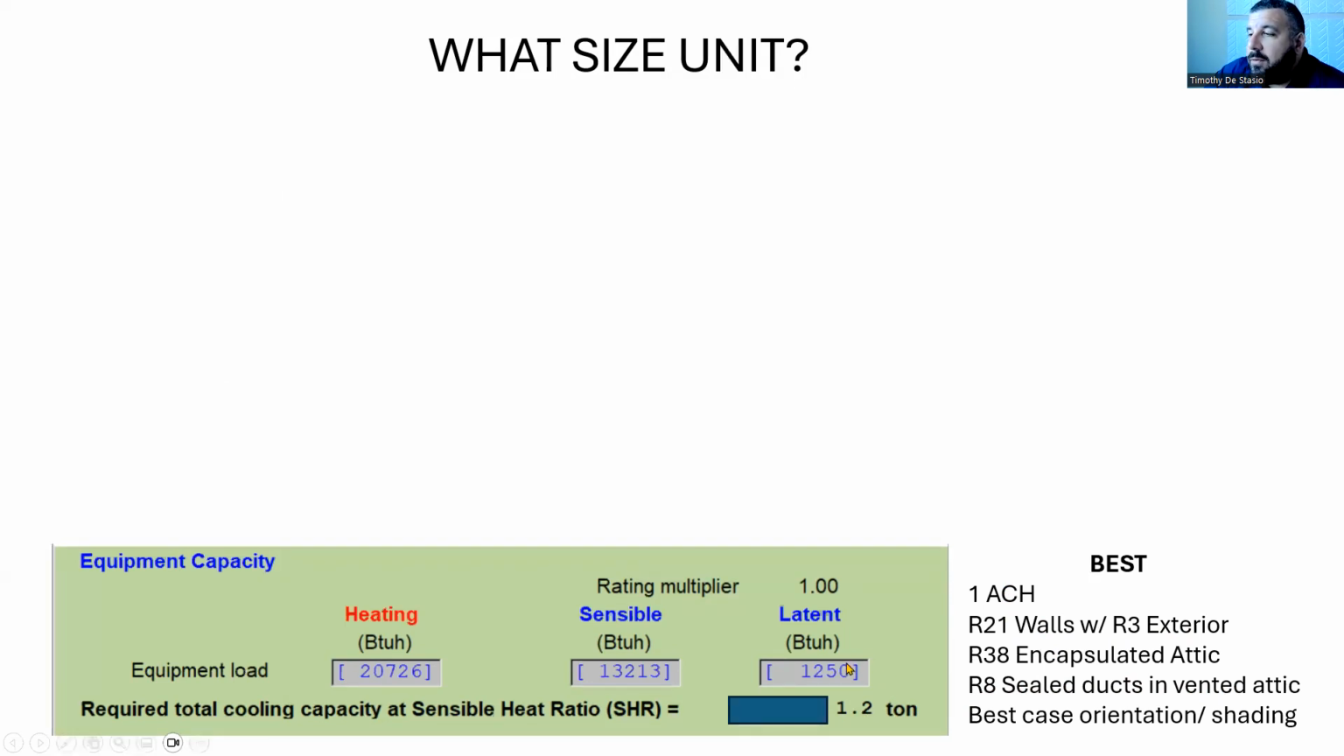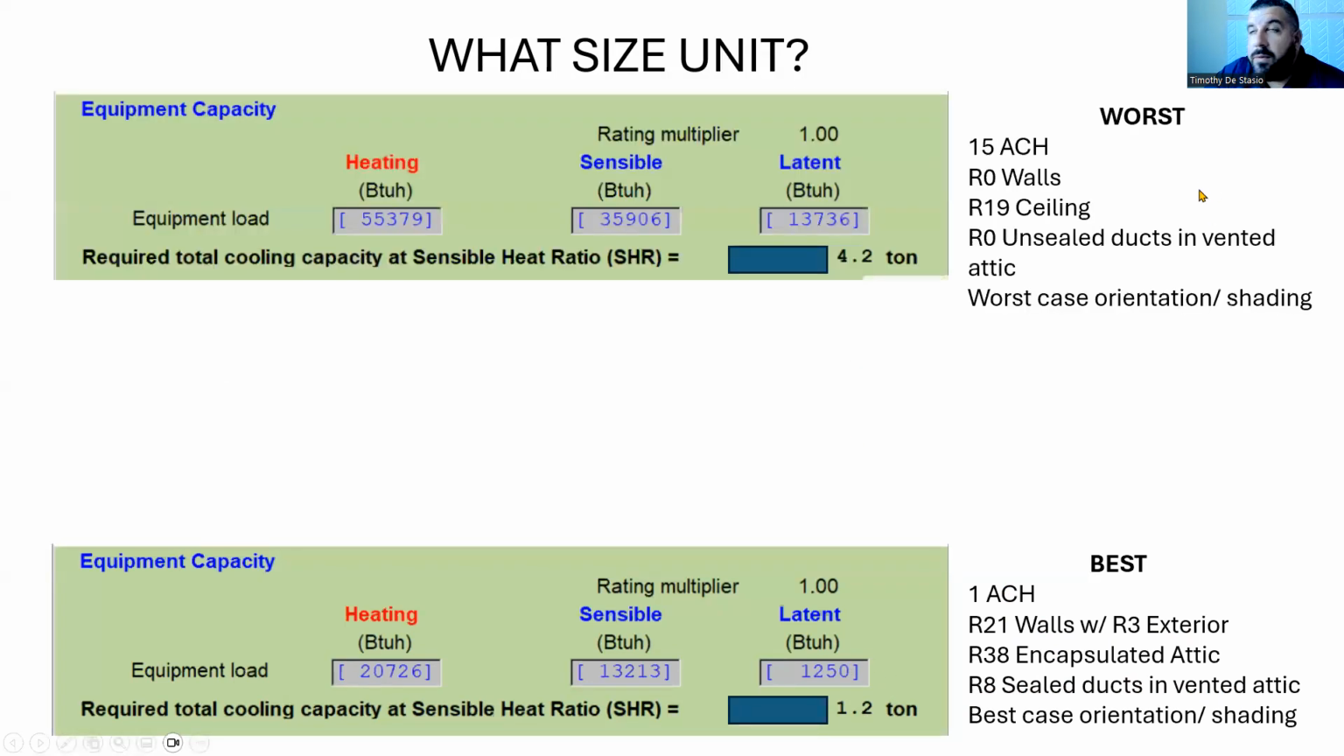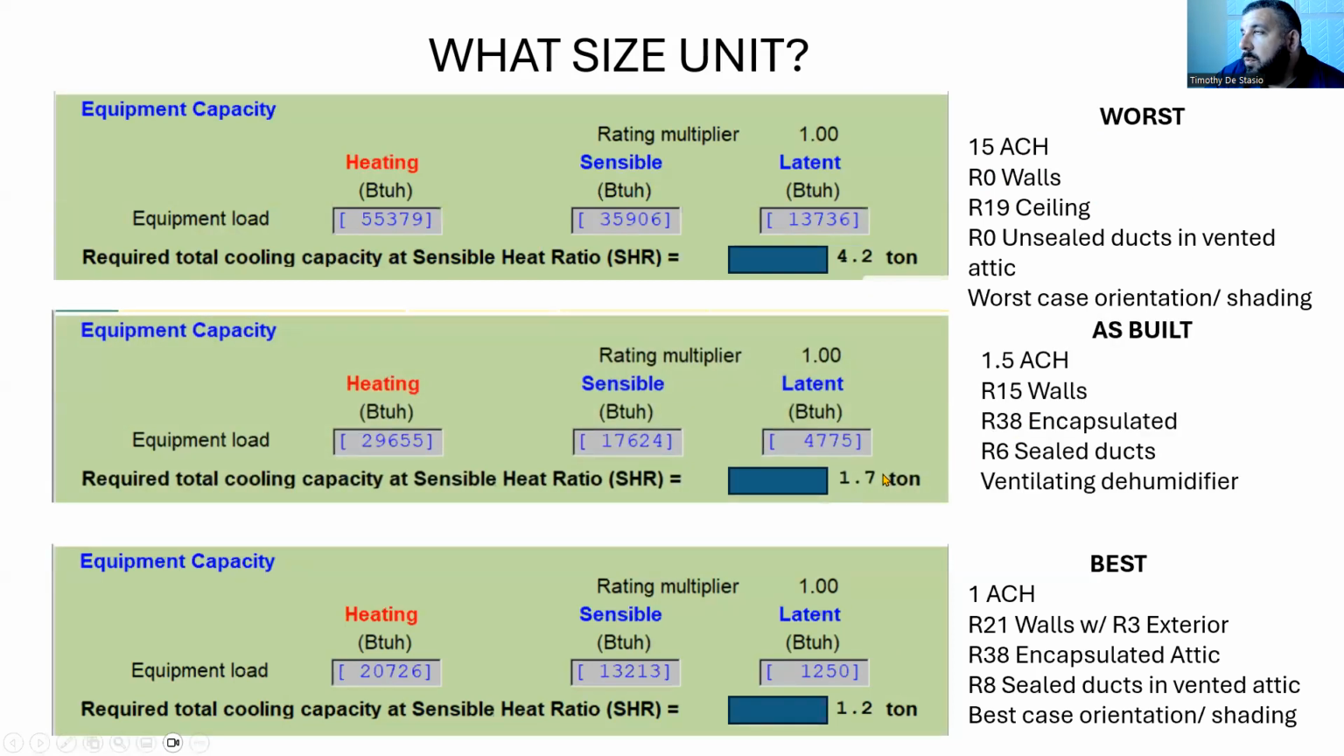But then that same house, if it was a really poorly performing house, like an older house that didn't have any insulation, really loose, with ducts that were leaking, and vented attics, it would be 4.2 tons. So which number did you come up with? Probably somewhere in between. But did you come up with a ton and a half unit serving this house?